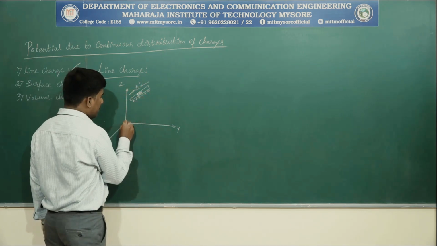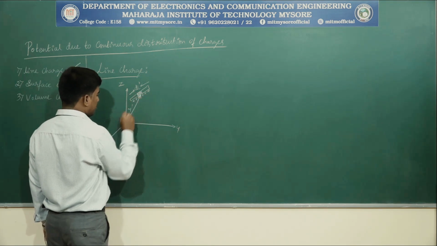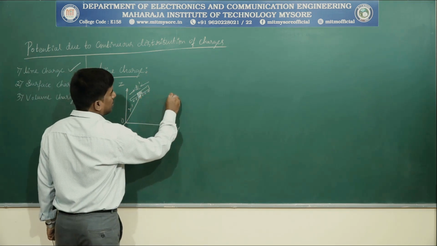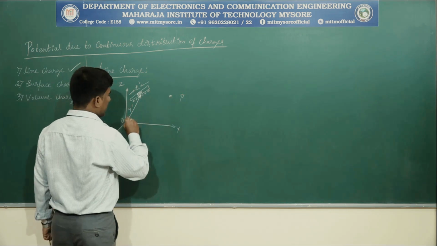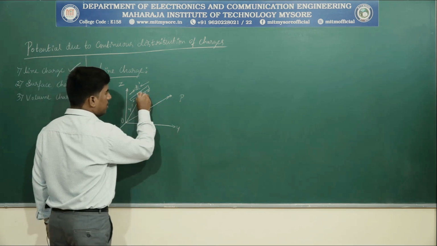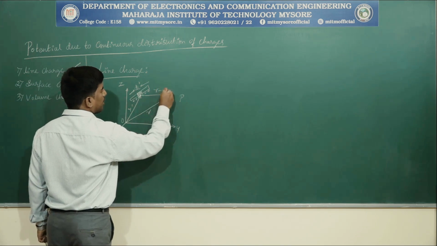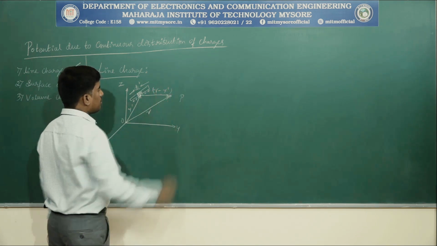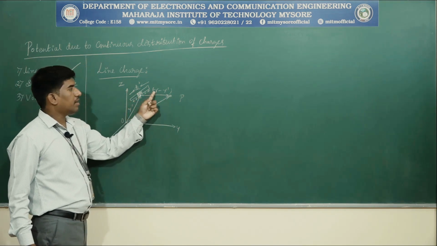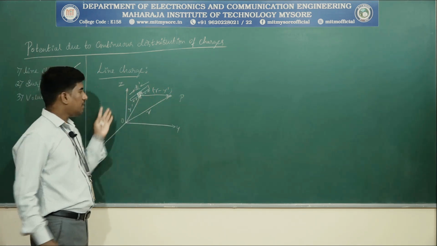This elementary distance is at distance r dash from the origin O. Let us choose an arbitrary point P at a distance r from the origin. The distance between the elementary point and P is given by r minus r dash. The distance between P and this elementary differential length is given by r minus r dash. We have seen the same geometry in the previous discussion, right?